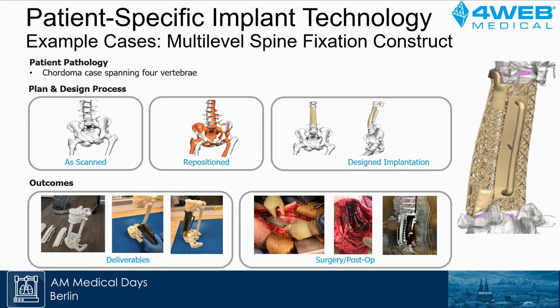This is an example of a multiple level spine construct. Typically for the spine, you have to put 1 or 2 or 3 levels of fixation. However, if the patient's anatomy is very complex, and there is a risk of failure if they use a standard product, we can design something like this, which is a multiple level fixation.